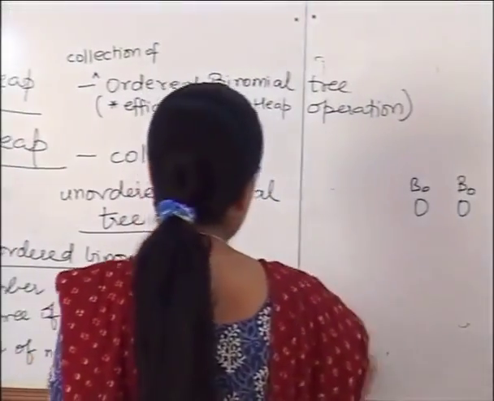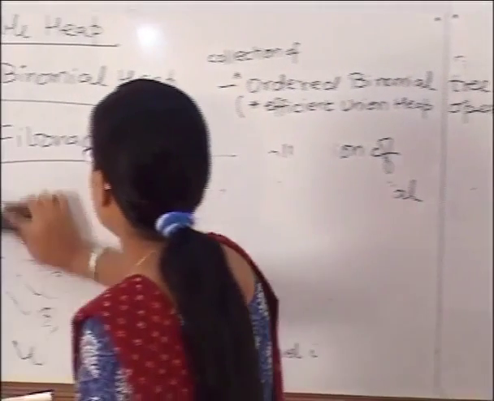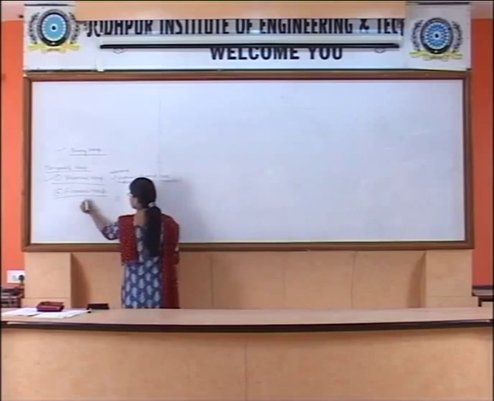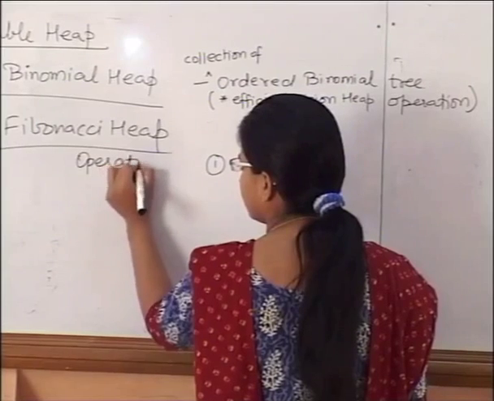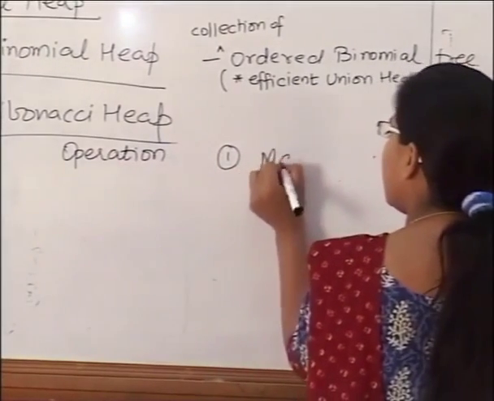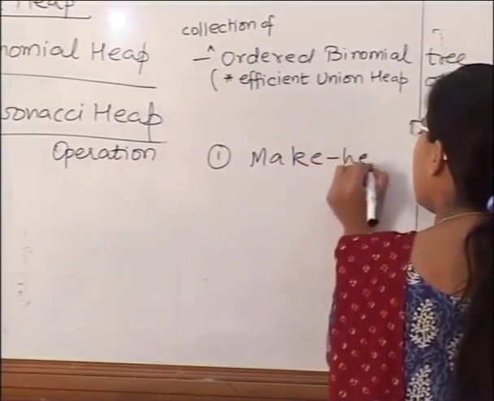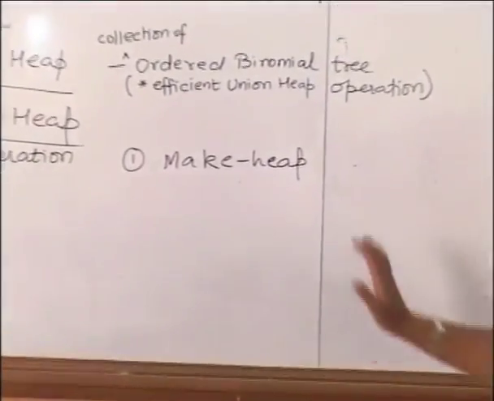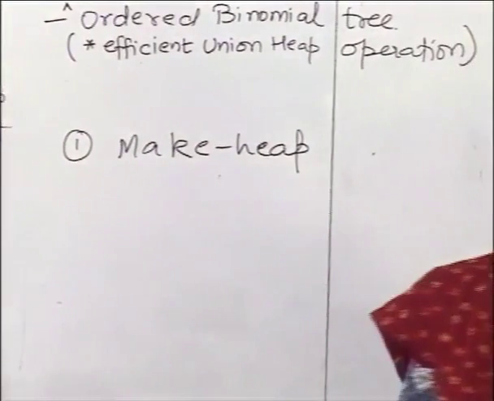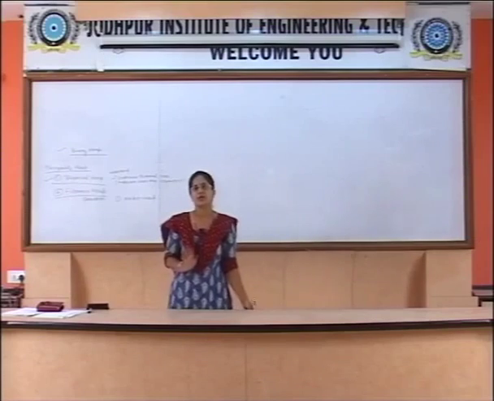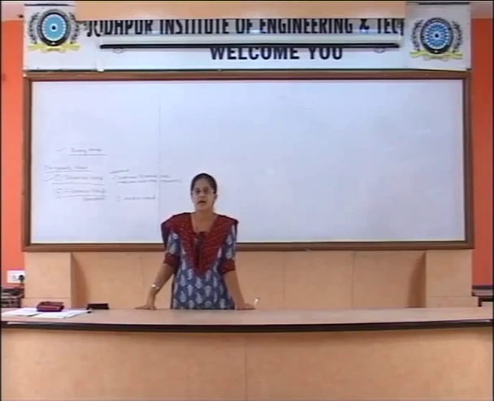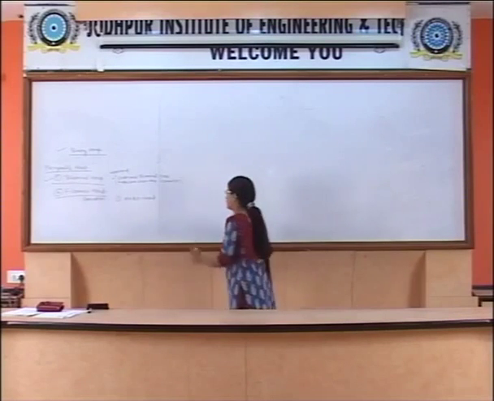Now, we will perform different operations on the Fibonacci heap one by one. The first operation is make heap. In make heap, we are creating an empty heap having no trees. No order will be followed. The worst case complexity for the make heap operation, that is our empty heap, is big O 1.